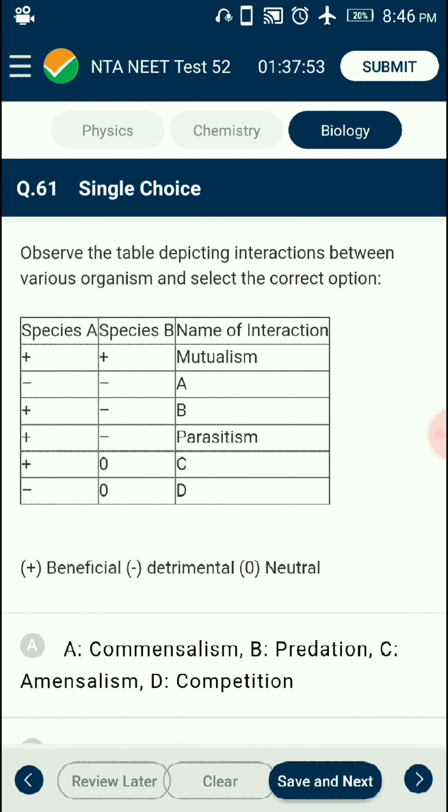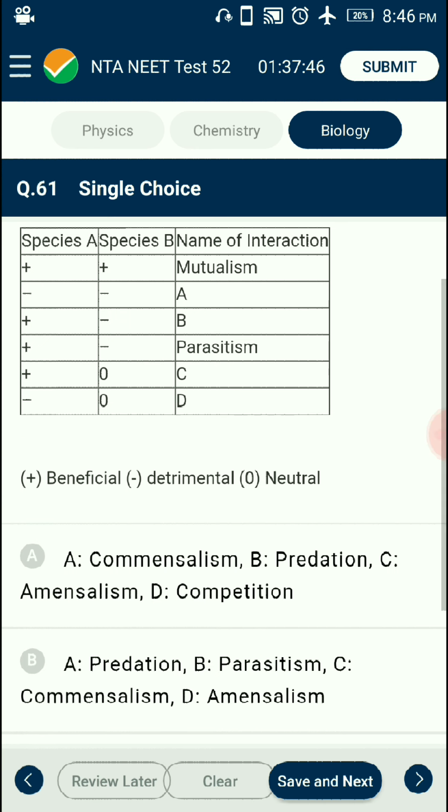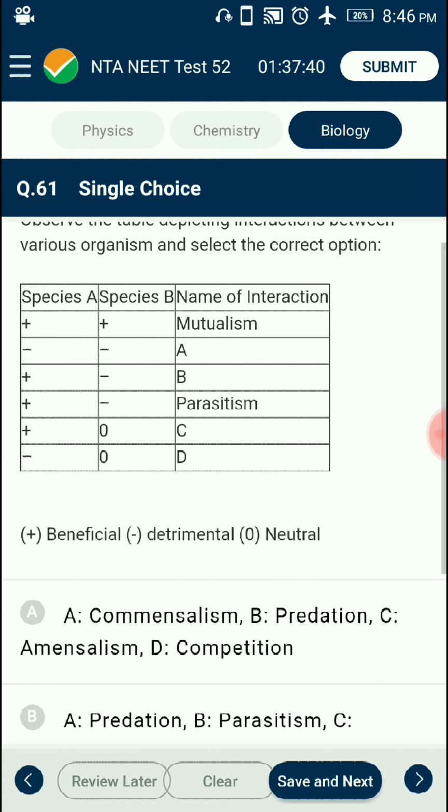Question number 61. Observe the table depicting interaction between various organisms and select the correct option. Beneficial, detrimental and neutral are given in the tabular column. Mutualism refers to those species interactions where both the species are benefited from the association and are dependent on each other for survival, whereas in competition both the species get affected equally. In predation and parasitism, only one species, that is the predator or parasite, is benefited, but in predation the predator kills the prey, whereas in parasitism the parasite harms but does not kill its host.